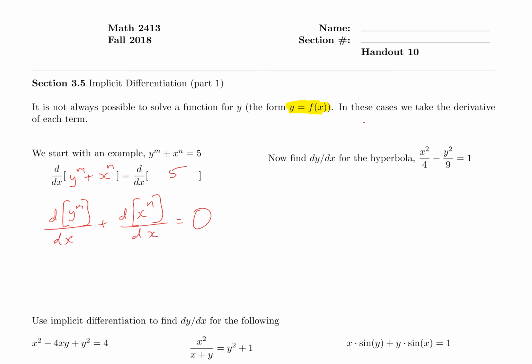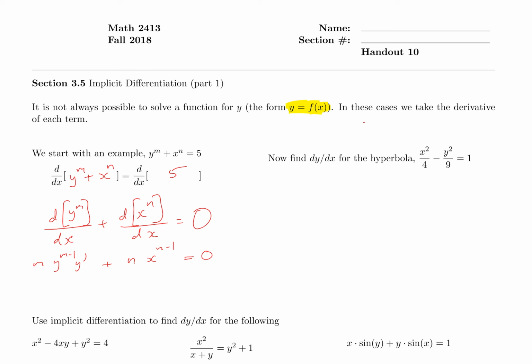Okay, so let's bring our attention over here. This one, we simply apply the power rule. So the n comes to the front, and then we decrease the exponent by 1. And so for y to the m, we take the derivative as we normally would, m times y raised to the m minus 1, and then there's the next step where we have to include the derivative of y, because we don't exactly know what y is. But we do know that y is a function of x, so we have to apply the chain rule here.